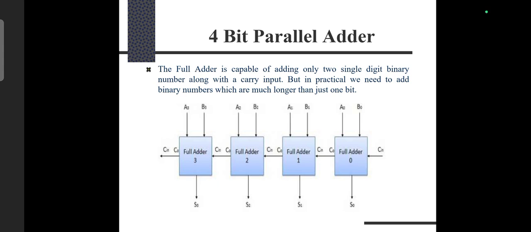For the 4-bit representation, we need to use 4 blocks. If we start from the LSB, that is from the right-hand side, full adder 0 has A0, B0, C in as input, and S0, C0 as output. Then for the next full adder, full adder 1, A1, B1, C in as input, and S1, C out as output. Similarly, full adder 2 has A2, B2, C in as input, S2 and C out as output. Full adder 3 has A3, B3, C in as input, and S3, C out as output.